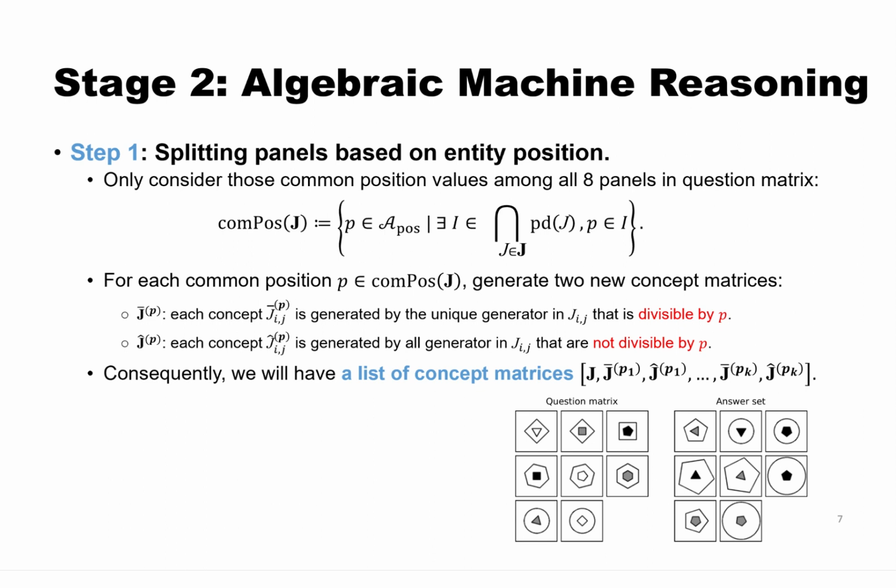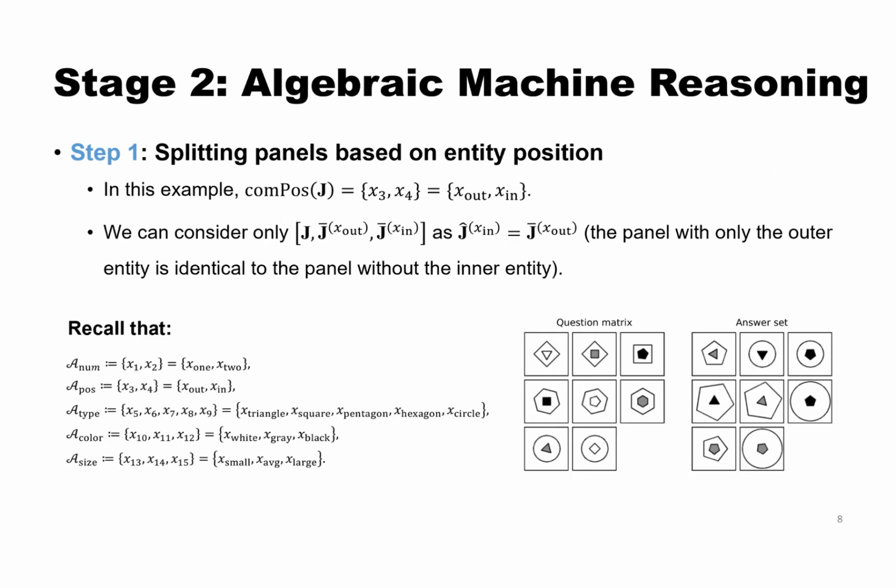Then, for each common position P, we can generate two new concept matrices, J bar P and J hat P. Intuitively, J bar P represents the panels that only contain entities on this position P, and J hat P represents the panels that omit the entities on this position P. Consequently, we will generate a list of concept matrices at the end.